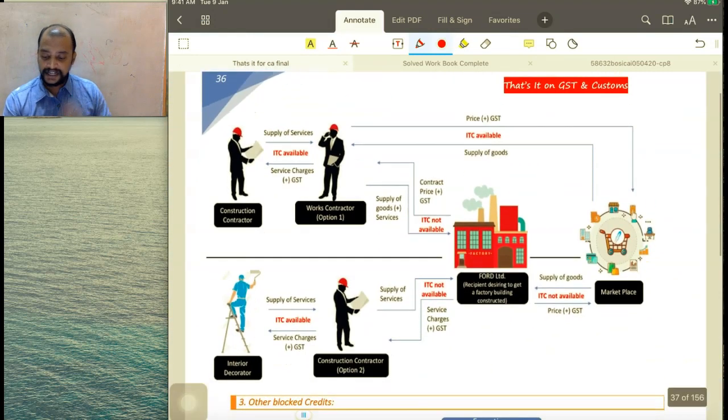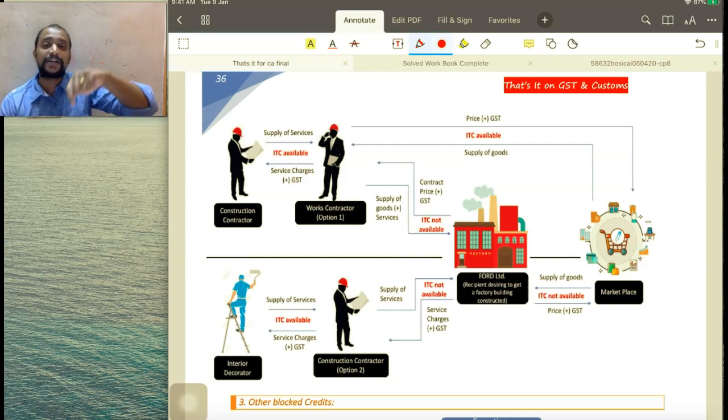Now look into this chart. There is a company which wanted an immobile property to be constructed. Now they received services from a works contractor. Whatever GST is paid, can they take it as ITC? No, they cannot take ITC. Here works contract service, no, they cannot take ITC. Now that works contractor purchased material from the market. Can the ITC be taken by the works contractor? Yes.